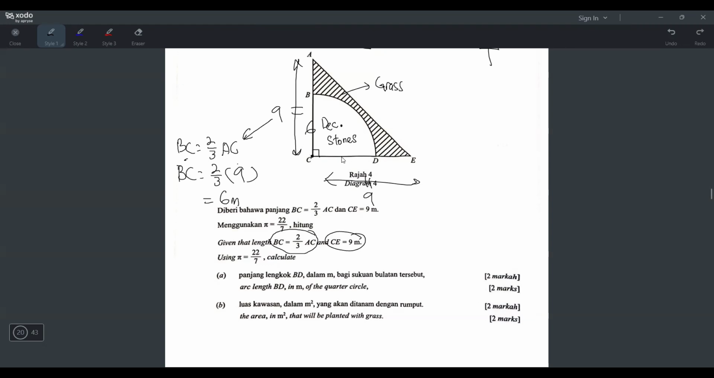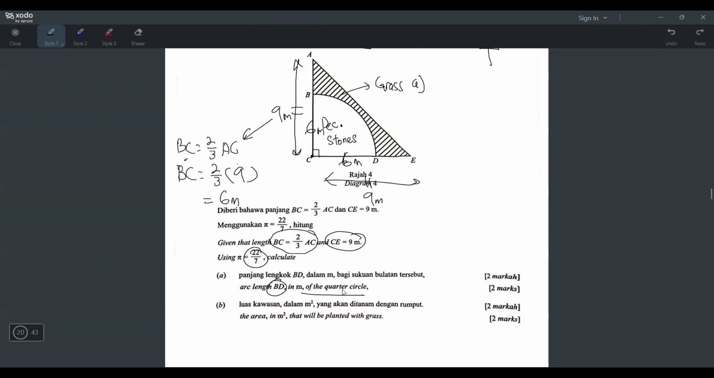And if BC is 6, CD is also 6. And all of this is in meters. Yeah, everything is in meters, because they gave everything in meters. Okay, so automatically everything is in meters. So this is the information I have now. Now, what do they say? Using pi 22/7, calculate A, the arc length BD of the quarter circle.